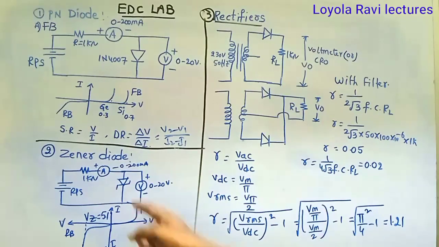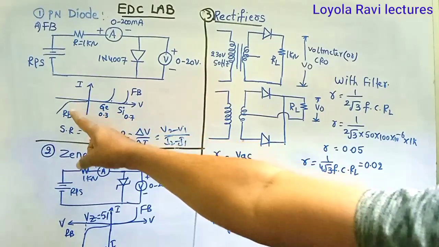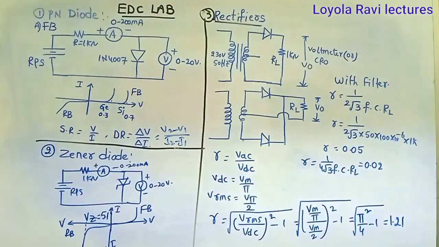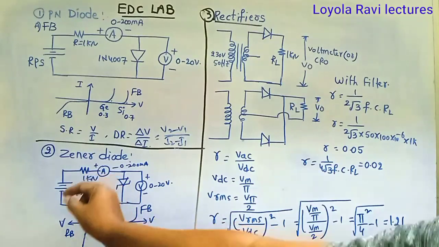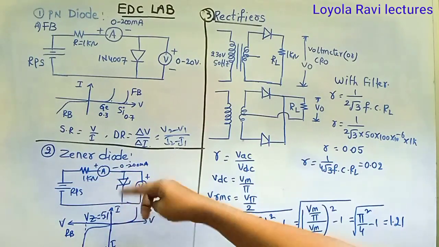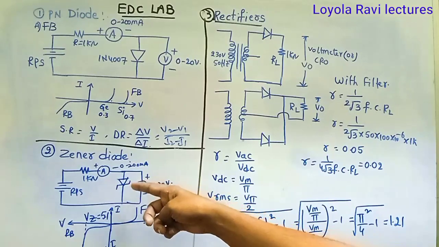Then come to reverse bias. In the PN junction reverse bias, we get breakdown voltage at higher voltages. To avoid that problem, we are using the Zener diode. That may be called regulation characteristics or Zener diode characteristics. In the Zener diode characteristics, you can replace or exchange this diode. That is the reverse bias.